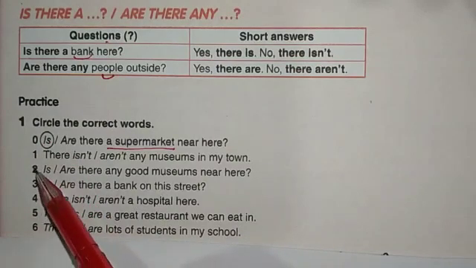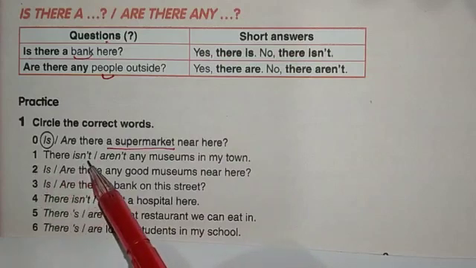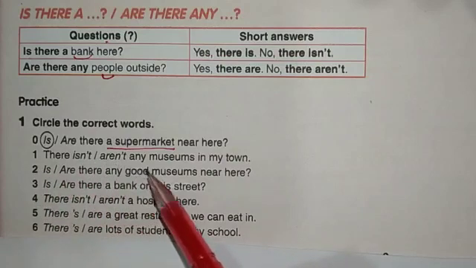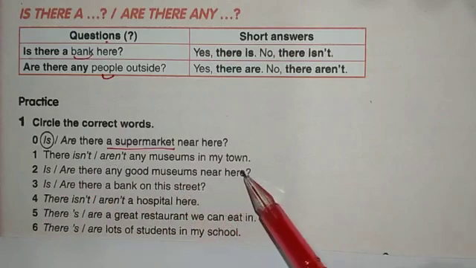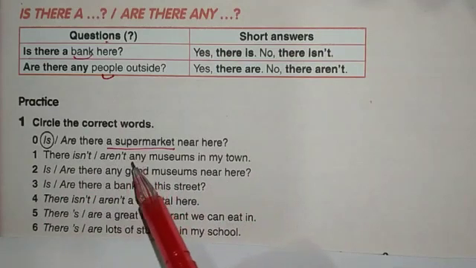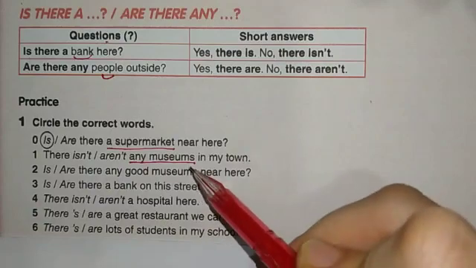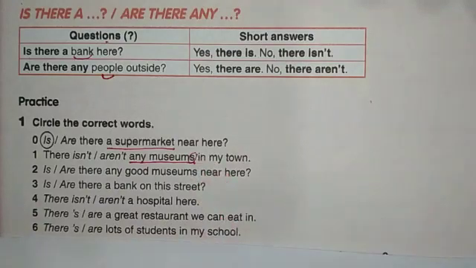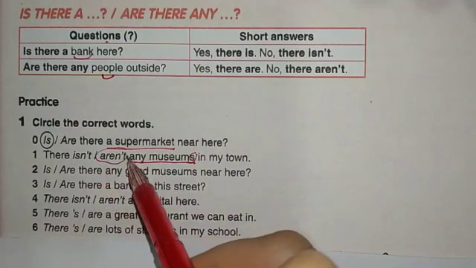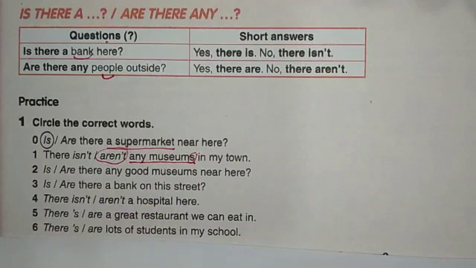Okay, number 1. There isn't or aren't any museums in my town. Now let's see, any museums. Do you think it is a singular noun or a plural noun? Yes, that's right. It is a plural noun because there is an S in here. So the answer will be "aren't". That's good.